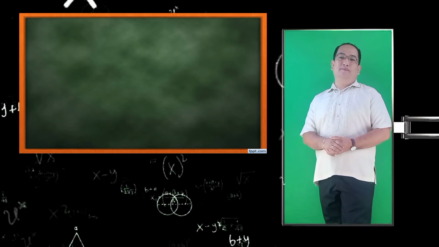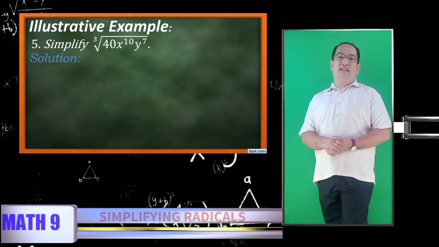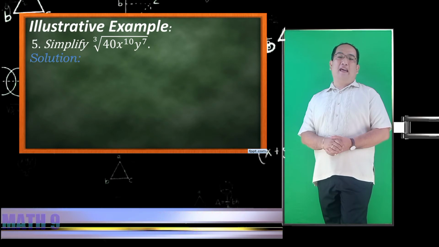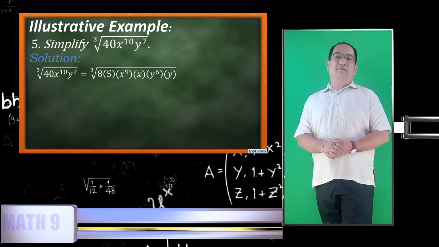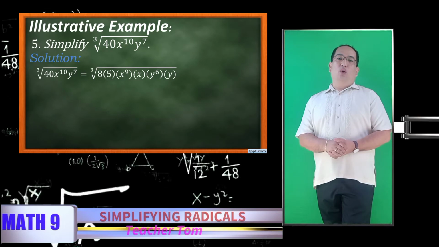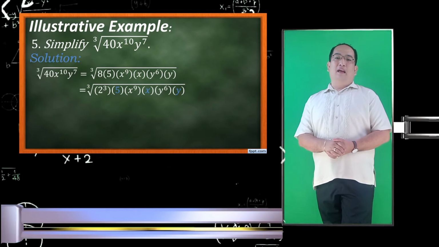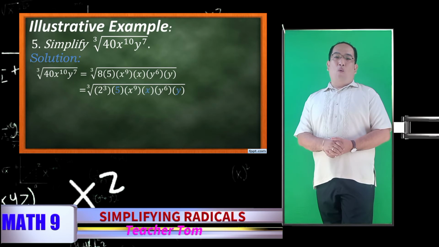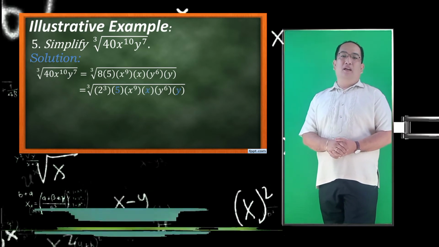Number 5. Simplify the cube root of 40x to the 10th power y raised to 7. So we can now factor the radicand. Based on the solution, cube root of 40x to the 10th power y to the 7th power can be expressed into cube root of the product of 8 times 5 x to the 9th power times x y to the 6th power and y. Then break it down.